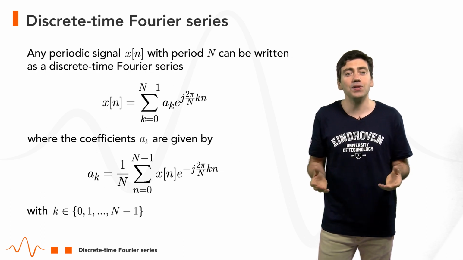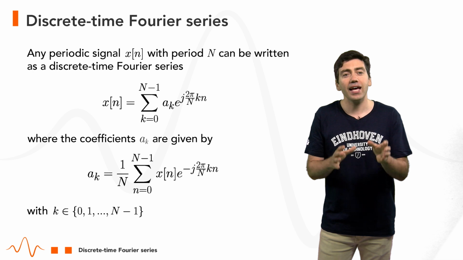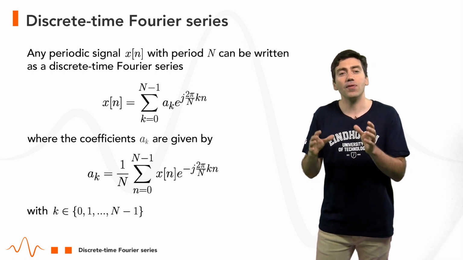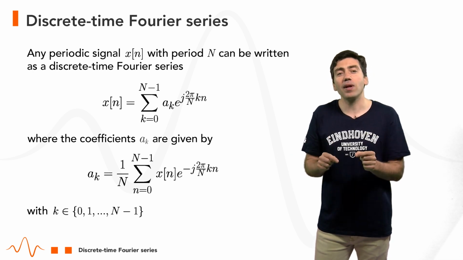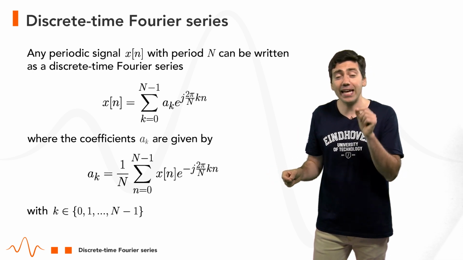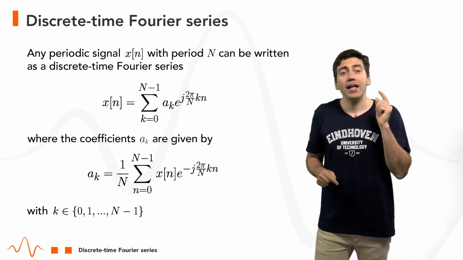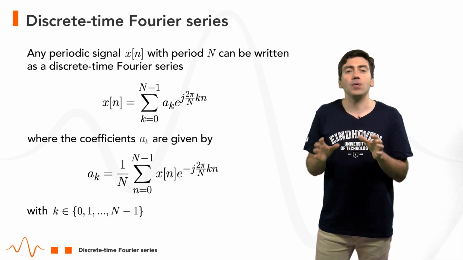We now have an answer to the challenge that we started with. Yes, we can express a periodic signal as a weighted sum of complex exponentials. Now, the coefficients ak that multiply these complex exponentials, we can get them by solving a linear system. However, there are also alternative formulas to compute these ak's, which are written here.